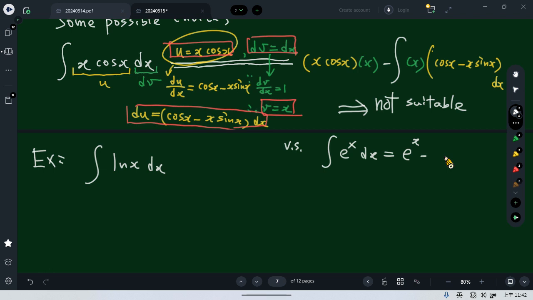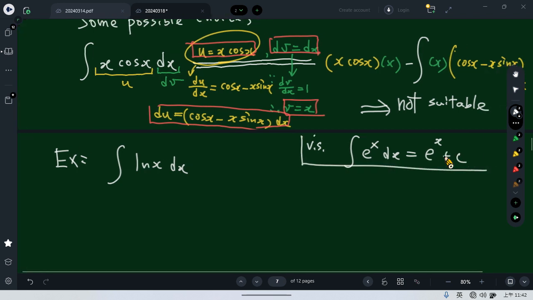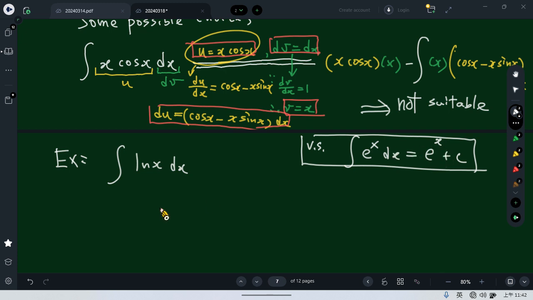Also exponential function, right? We learned this before. We try to integrate the exponential function, and the result will still be an exponential function, right? But we didn't try to integrate the logarithm function. Right now, with the help of integration by parts, we can deal with this problem.